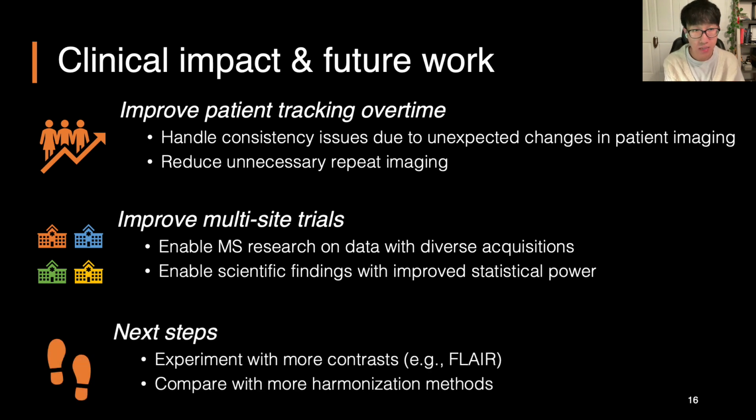What are the next steps? So number one, we want to experiment with more contrasts like T2 FLAIR, and also we want to compare with more harmonization methods, including the statistical harmonization methods.